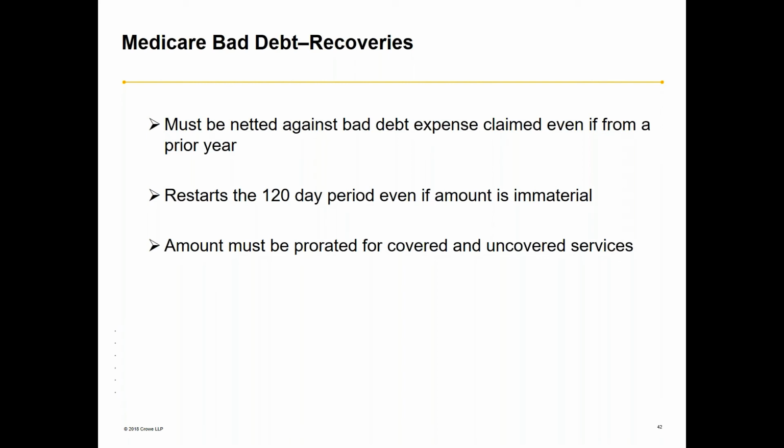So if it's a patient that has a Medicare bad debt and you have not yet claimed that on the cost report as a Medicare bad debt, and they come in and they pay that $1, $5, $50, that needs to start over that 120-day waiting period. So it starts it all over just like it was from day one. You have to wait that 120 days before you can claim it as a Medicare bad debt.